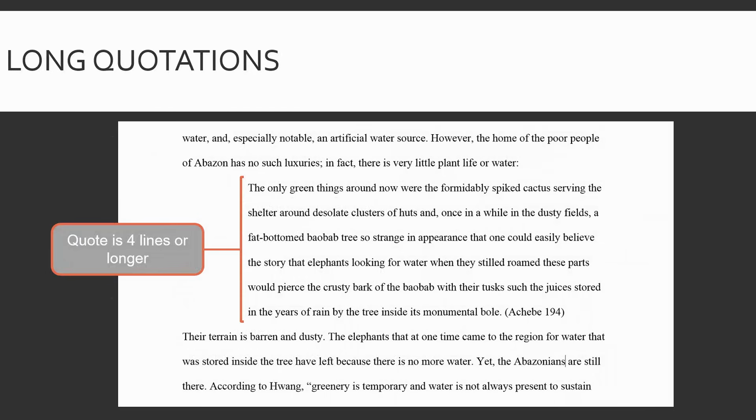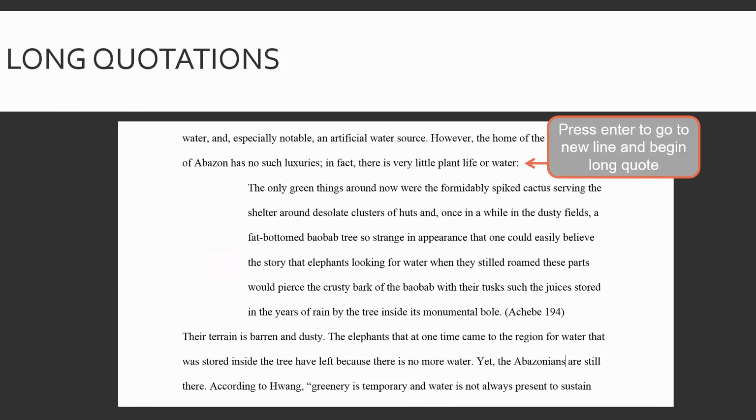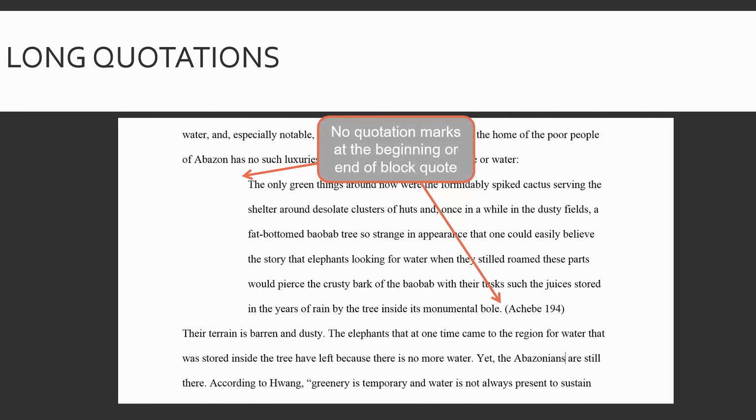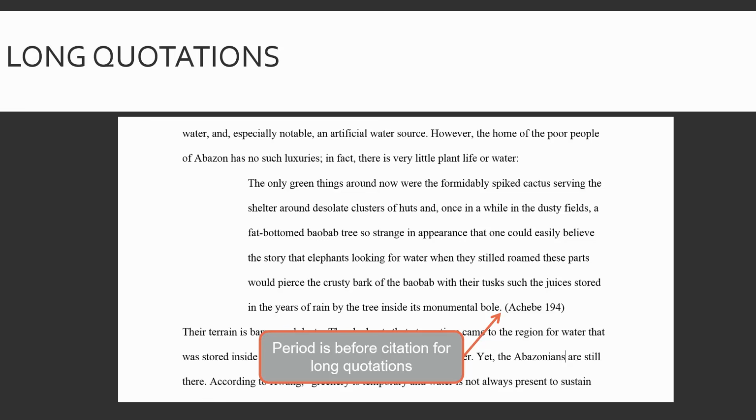Notice that the length of the quote is more than 4 lines. Also notice how the quote is introduced in the paragraph, but the quote begins on the next line and does not directly follow the quote's introduction. The entire quote is also indented 1/2 inch from the margin to show readers that all the information is borrowed from a source. By indenting the quote, there's no need to add quotation marks. And lastly, unlike short quotes, with long quotes, the end punctuation will precede the parenthetical citation.